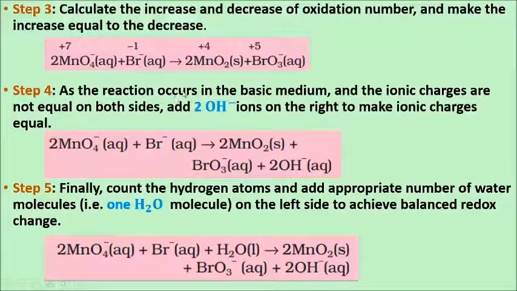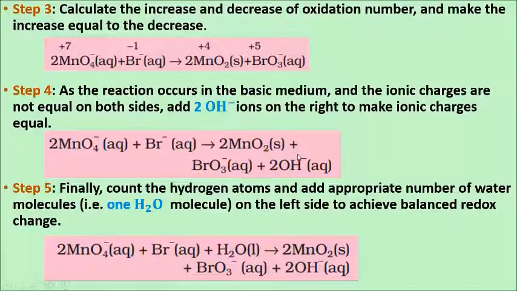Now step 4 is what? As the reaction occurs in basic medium, the ionic charges are not equal on both sides. Then we have to add 2 OH minus ions. Before in the acidic medium we have added H plus ions. Here we have to add 2 OH minus ions on the right side to make the ionic charges equal. So as we check, we can understand the right side, the deficiency of 2 ionic charges is there, and to balance it we have to put 2 OH minus. Okay, then the equation changes to 2 MnO4 minus plus Br minus, giving 2 MnO2 plus BrO3 minus plus 2 OH minus.